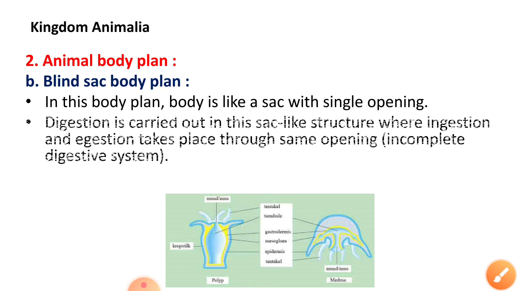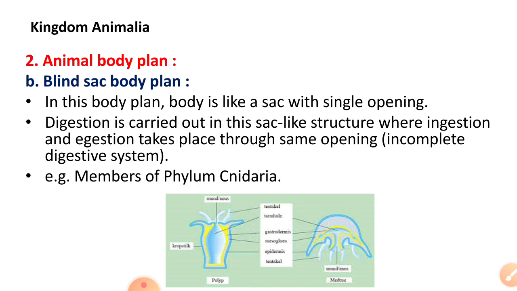So the digestion is carried out in this sac-like structure, where ingestion and egestion take place through the same opening. Ingestion, taking in the food material, and egestion, the removal of waste, take place from that same opening. So in this condition there is an incomplete digestive system, with only a single opening and a sac-like body pattern. That is called the blind sac body plan. Such a body plan is found in phylum Cnidaria.